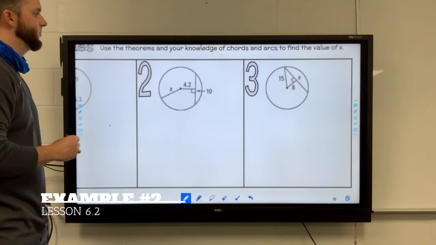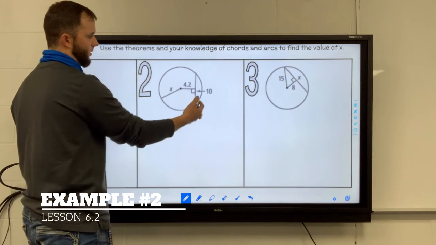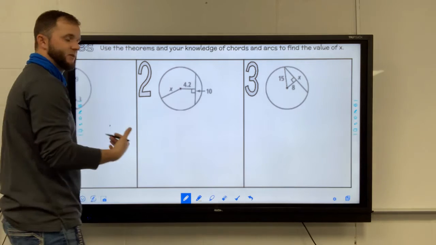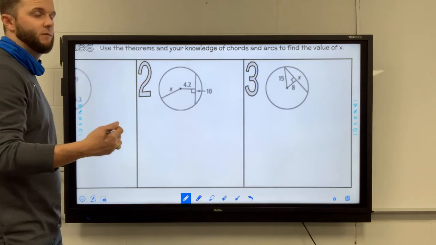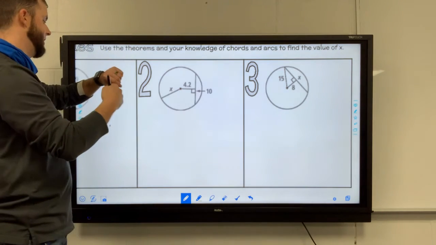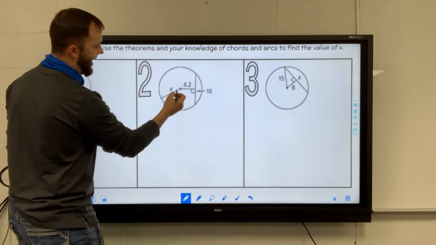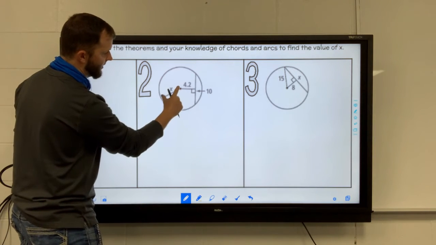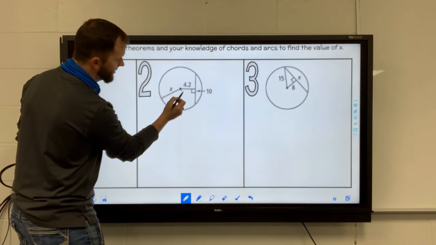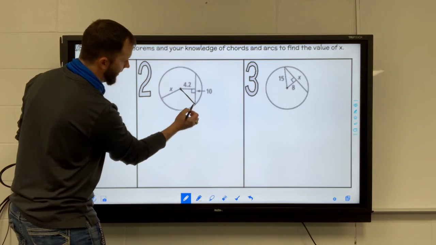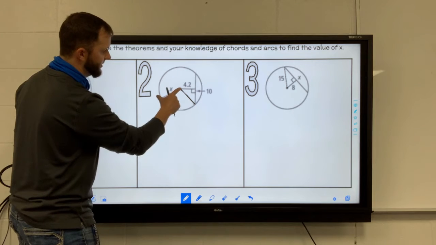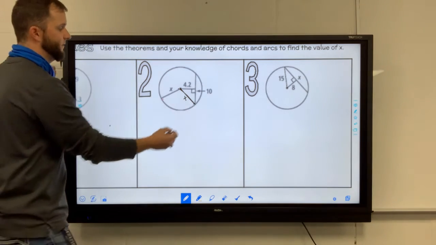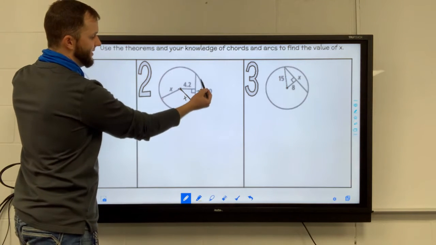On example number 2, we are given a chord, and we have an arc here as well. And we're given the radius of a circle. We're looking at some of the terminology I covered a while ago. If I rotated this radius all the way over here, so I brought x over here, it's going to create a right triangle. So I rotated it around, so this is going to end up being x. This whole chord is going to be 10.